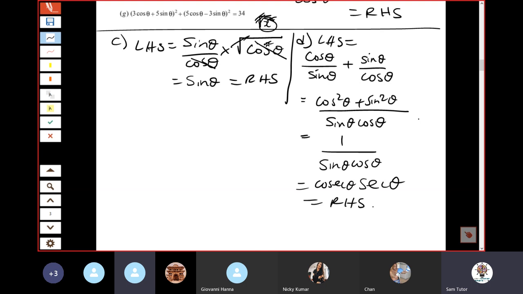I didn't understand the last part. 1 over sine theta and cos theta. So what is cosec theta? 1 over sine. Yep. What is sec theta? 1 over cos. Yeah, so this is actually this. Anybody else before we move on?